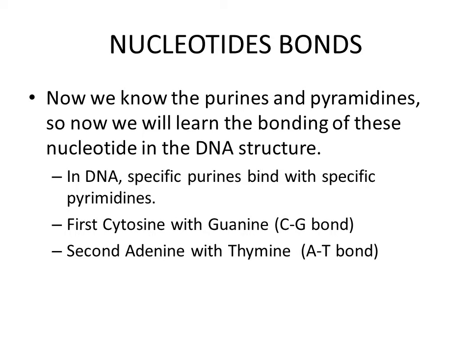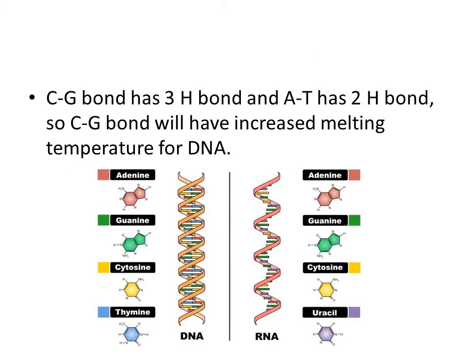Now we know the purines and pyrimidines, so now we will learn the bonding of these nucleotides in the DNA structure. In DNA, specific purines bind with specific pyrimidines. First, cytosine bonds with guanine, which is called the CG bond. The second is adenine with thymine, called the AT bond. The CG bond has 3 hydrogen bonds and the AT bond has 2 hydrogen bonds. So the CG bond will increase the melting temperature of DNA. Certain bacteria have series of CG bonds, so they have high tolerance for temperature.